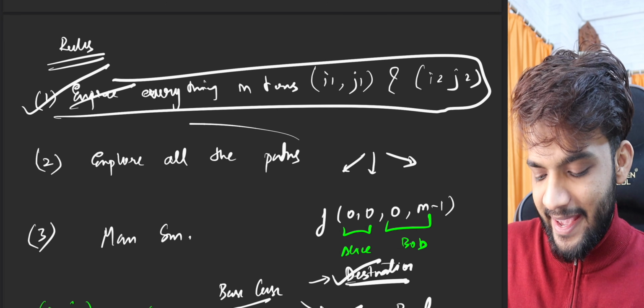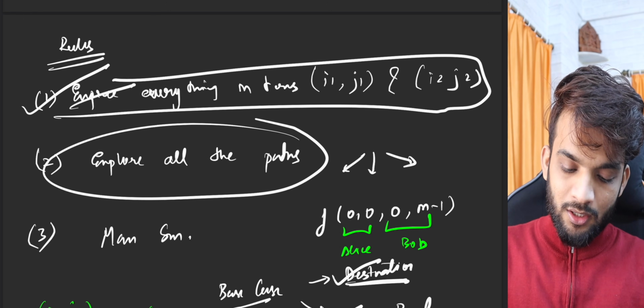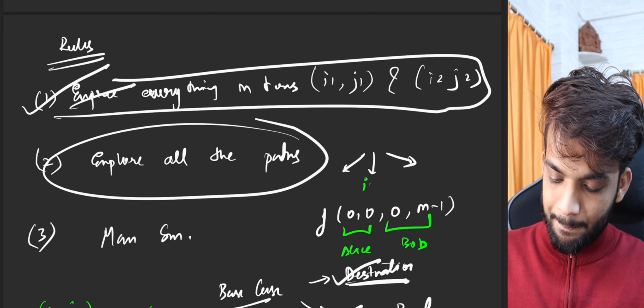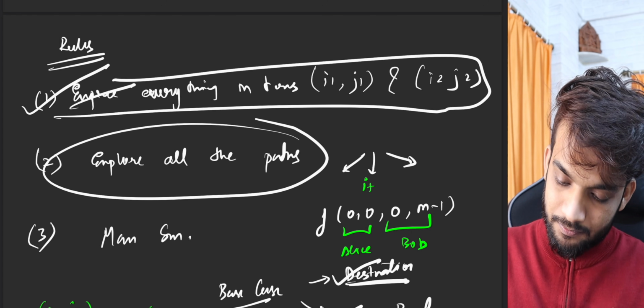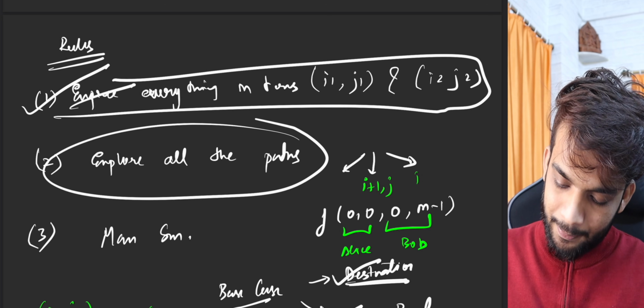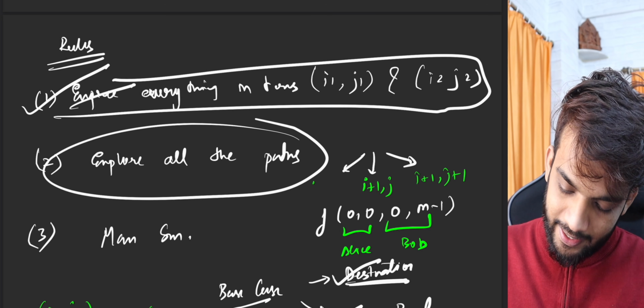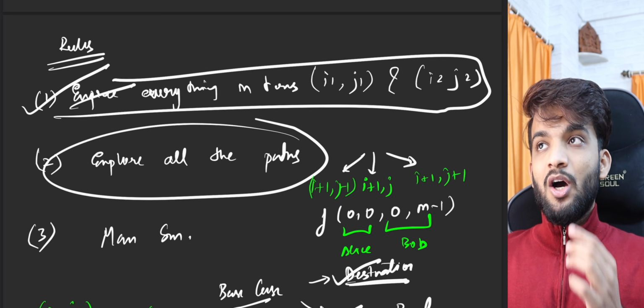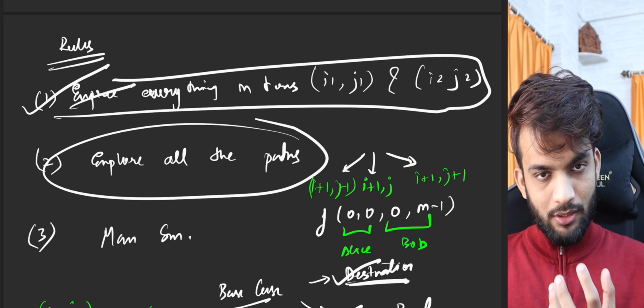Next thing is explore all the paths. So can I say this is nothing but I plus 1, or rather I minus 1, because I plus 1 comma J, I plus 1 J plus 1, and I plus 1, J minus 1. These are the three directions. Now we have to again think. Let's think.